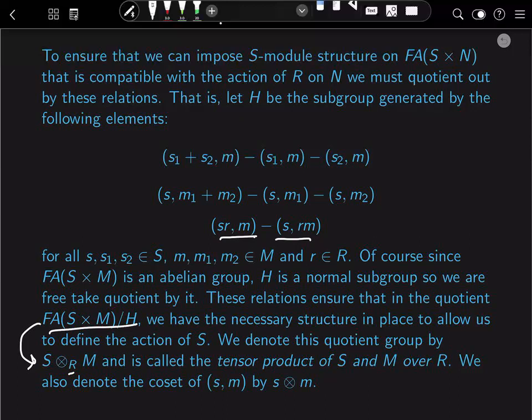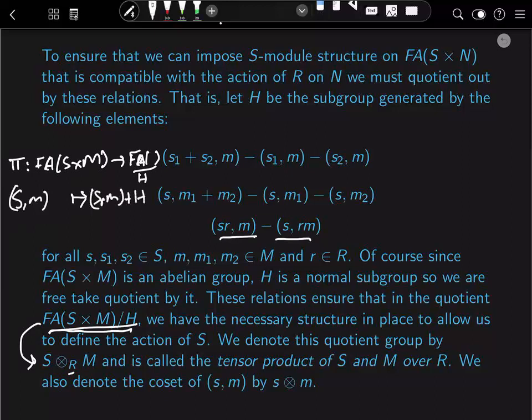And we denote the coset, right? So if we recall, this is a quotient, so we have a canonical map from the free abelian group on S cross M onto the free abelian group on S cross M mod H. It's going to send an element of the form SM, or some sum of SMs, to the quotient. It sends SM to SM plus H, and since it's a homomorphism, it's going to extend linearly, so that's no problem.